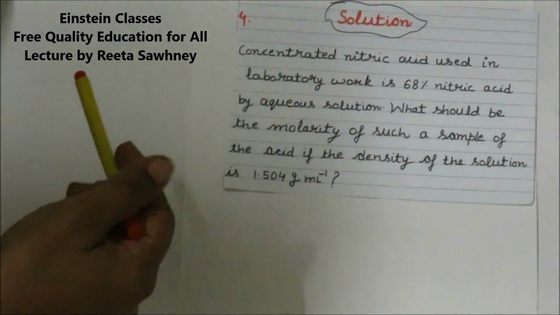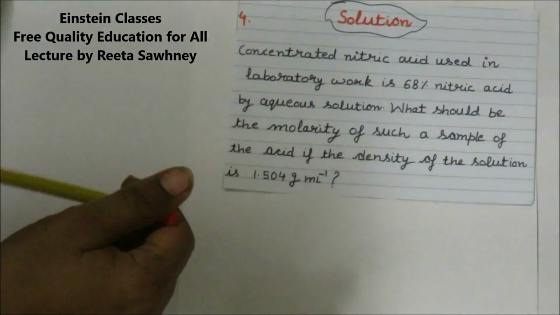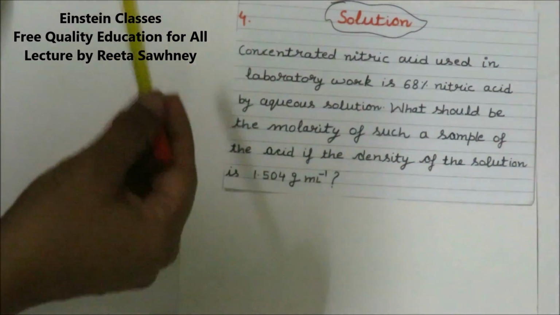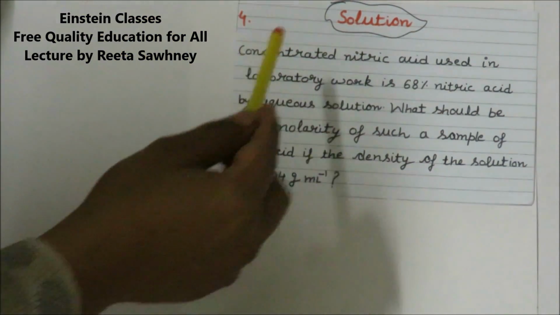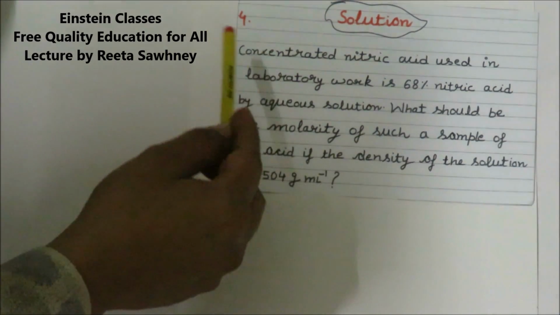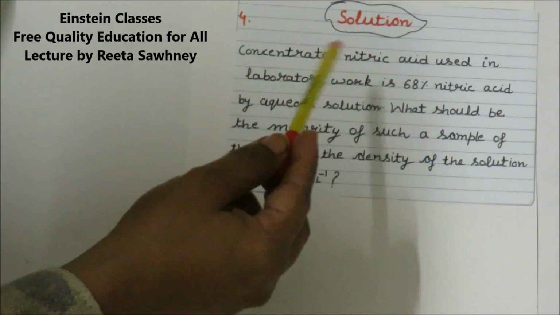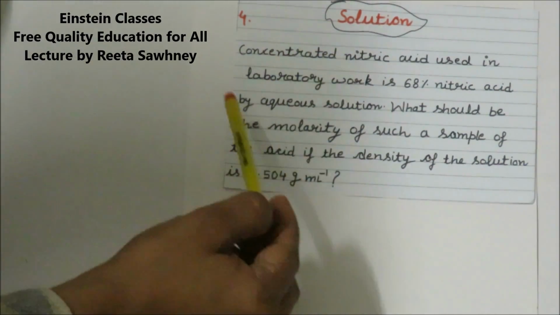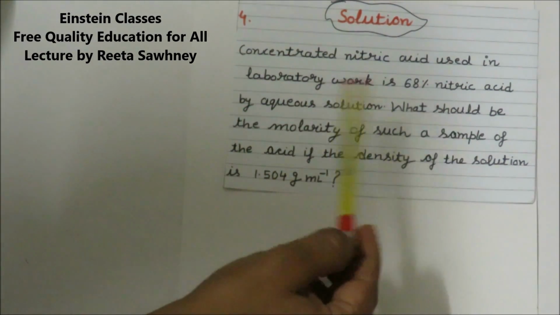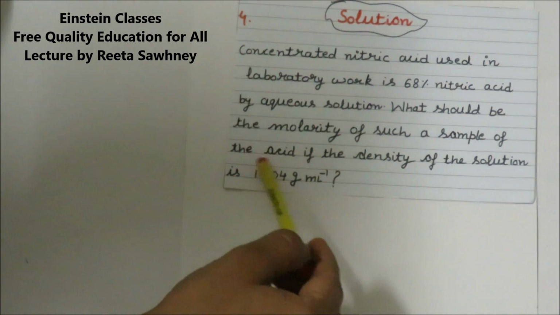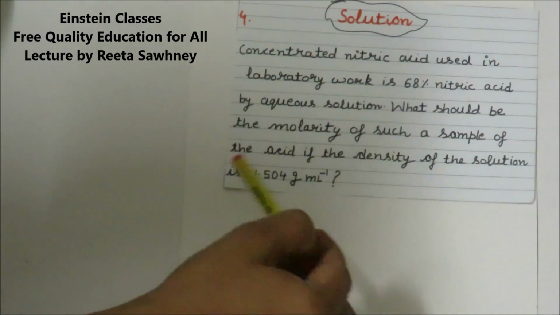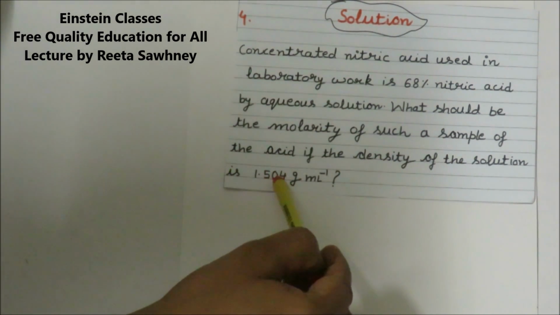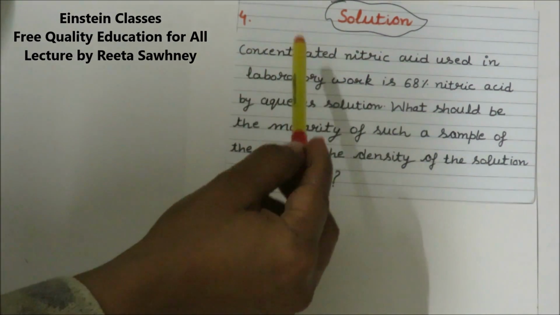Now we are going to discuss the NCERT problem on solution. It is the fourth problem in the NCERT exercise. The question is: concentrated nitric acid used in laboratory work is 68% nitric acid by aqueous solution. What should be the molarity of such a sample of the acid if the density of the solution is 1.504 gram per ml?